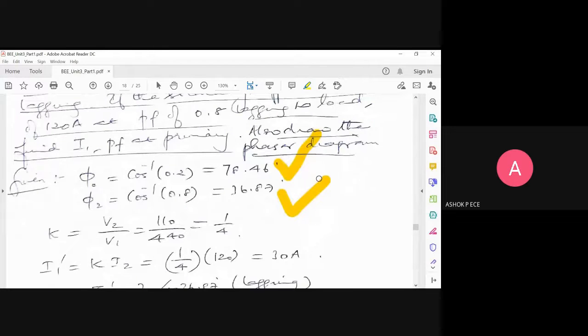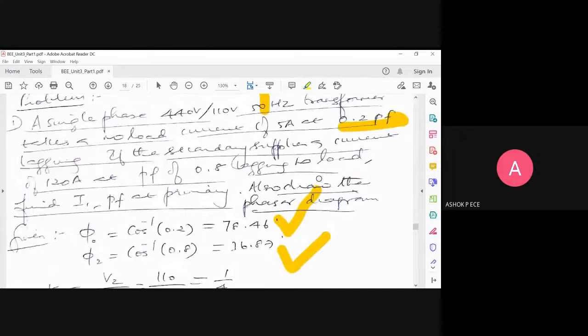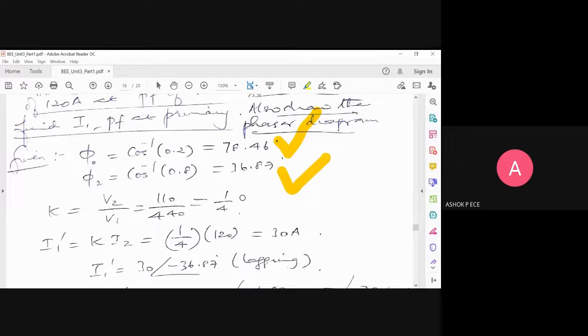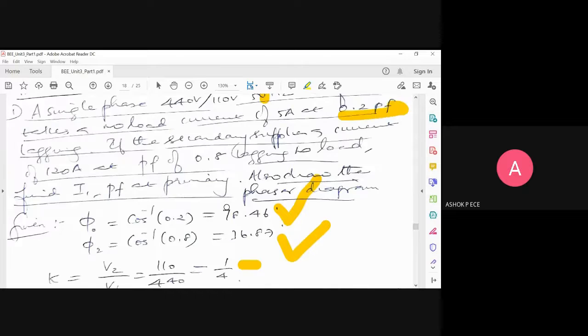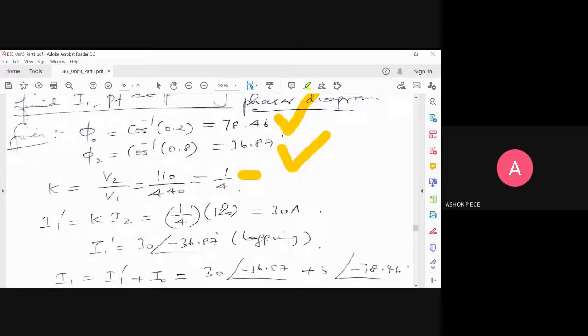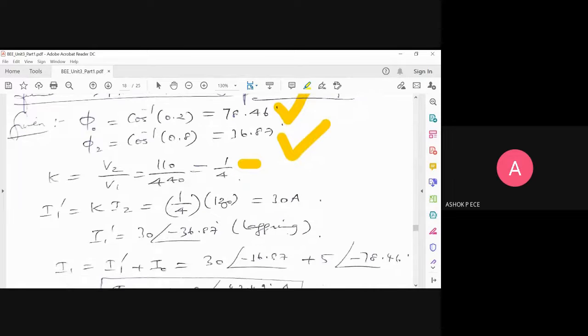Now find the turns ratio. Turns ratio K, you know, is V2 by V1. V2 is 110, V1 is 440, so it is 1 by 4. Turns ratio is 1 by 4. And we know the I1 dash expression as per the formula which you derived for the phasor diagram. I1 dash is K into I2. K is 1 by 4, I2 is 120. So I1 dash is 1 by 4 into 120, 30 amperes.